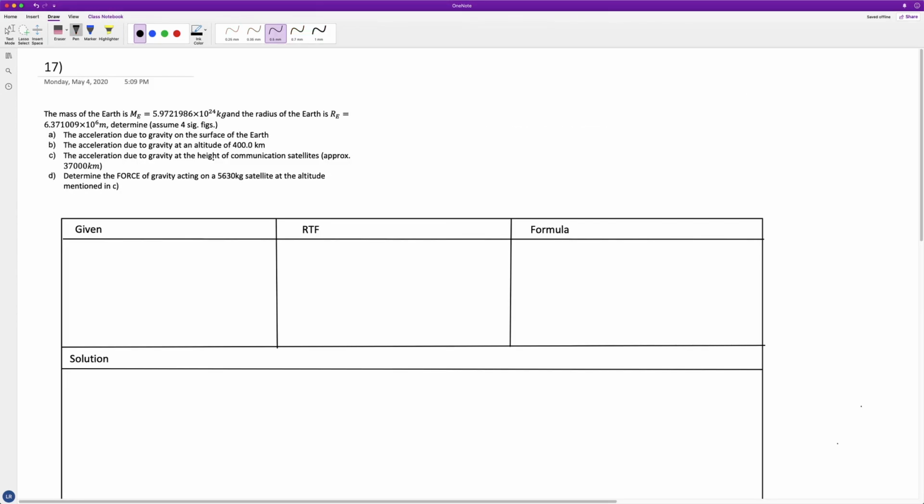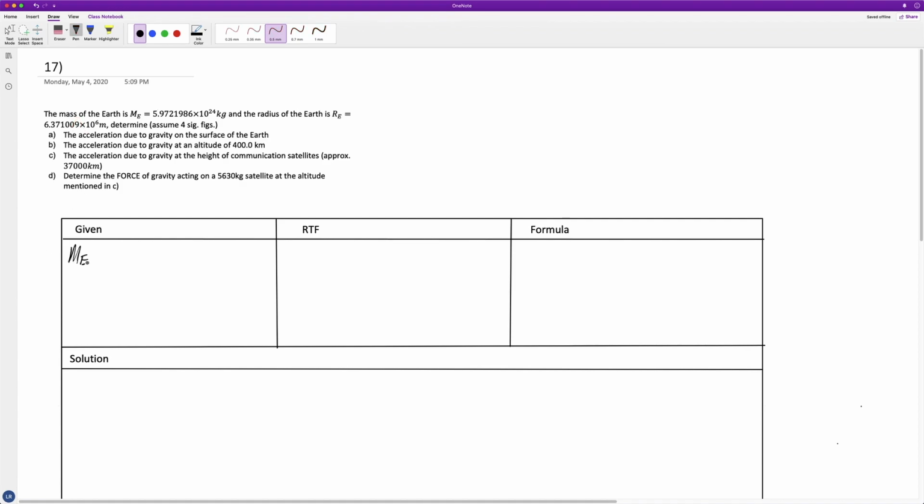The mass of the Earth is equal to 5.9721986 times 10 to the 24 kilograms, and the radius of the Earth is 6.371009 times 10 to the 6. And I realize now that in my previous question, I misremembered this. I put that as an 8 when in fact it's actually a 9.